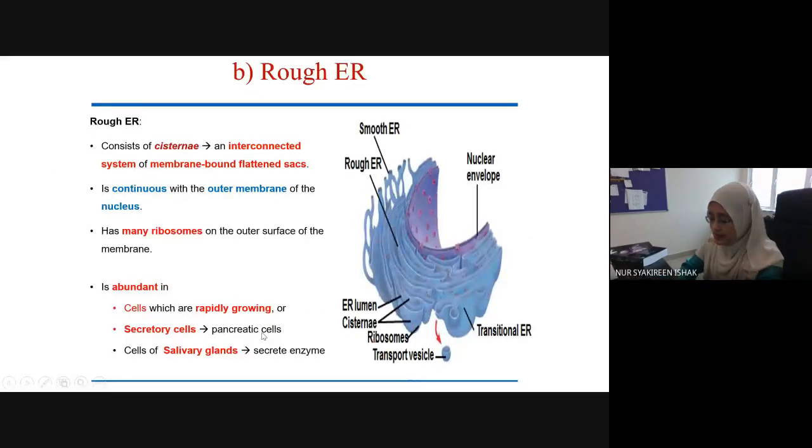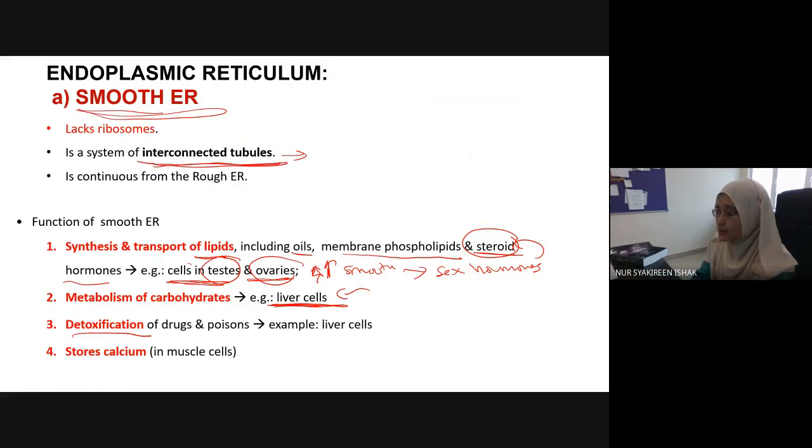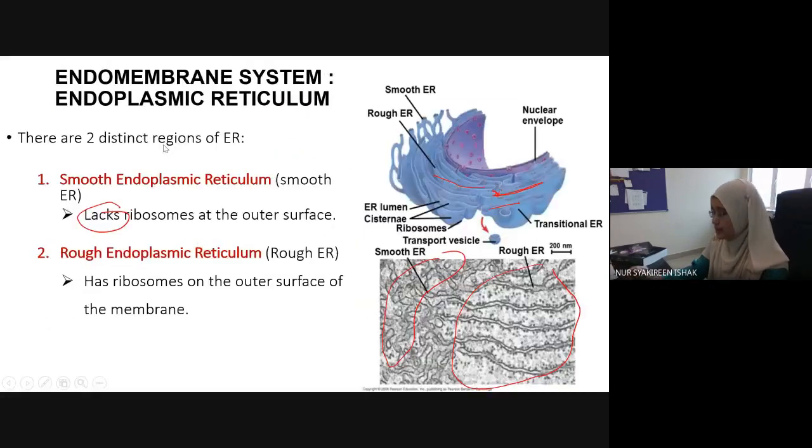Okay, so the next endoplasmic reticulum is the rough endoplasmic reticulum. It consists of cisternae, which is an interconnected system of membrane-bound flattened sacs. So ingat ya, kalau rough ER, flattened sac. Kalau smooth ER, interconnected tubule. Kalau tengok structure dia ya, so this is tubule, untuk macam tube. Tapi kalau rough ER, flattened sac.